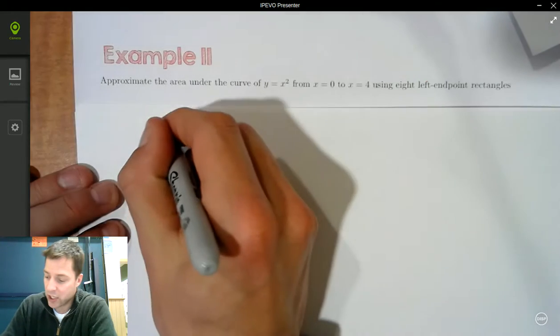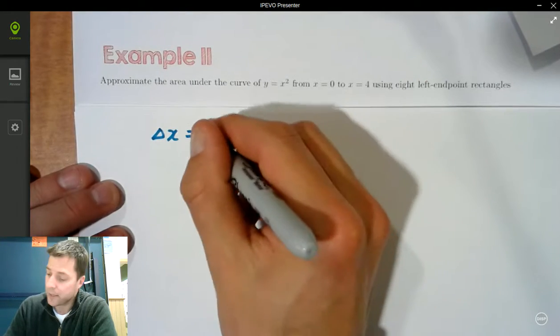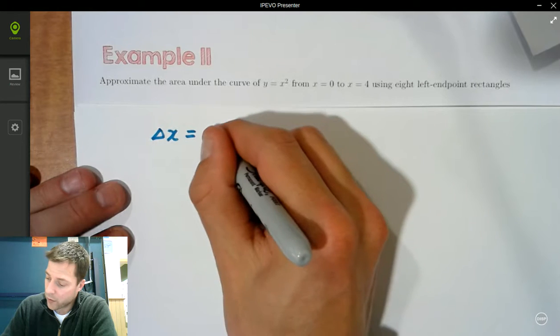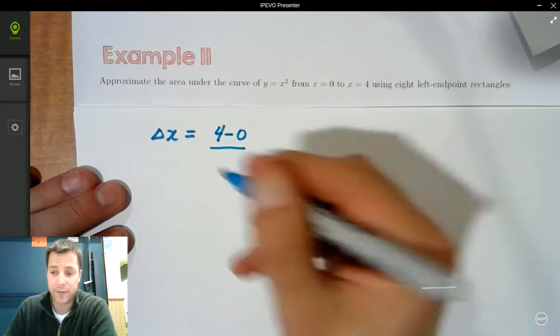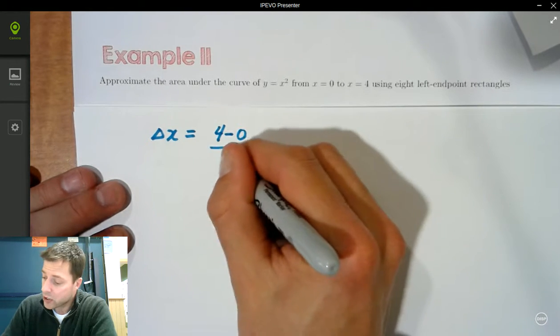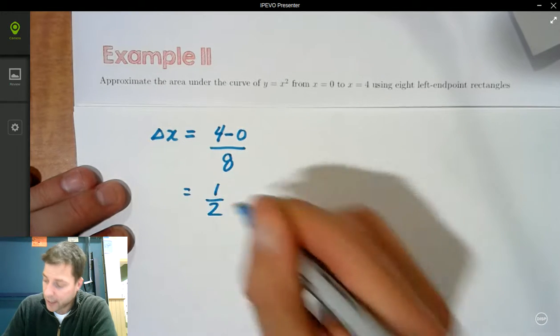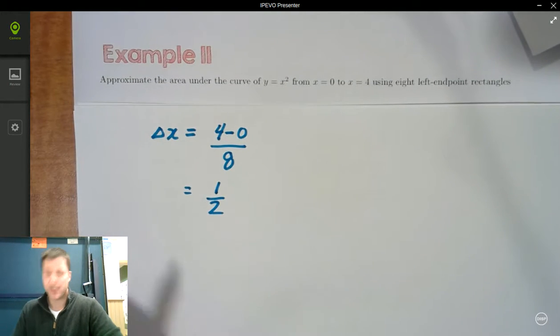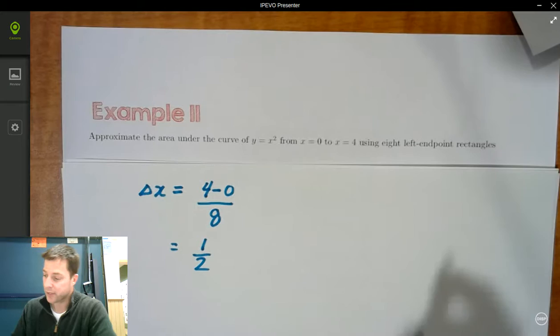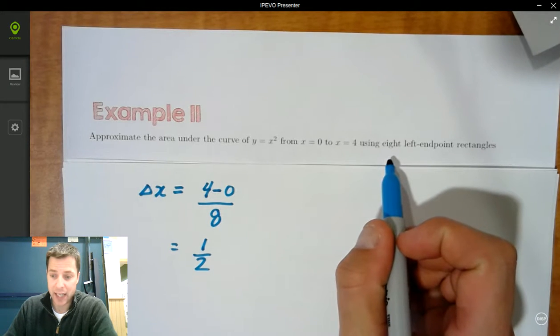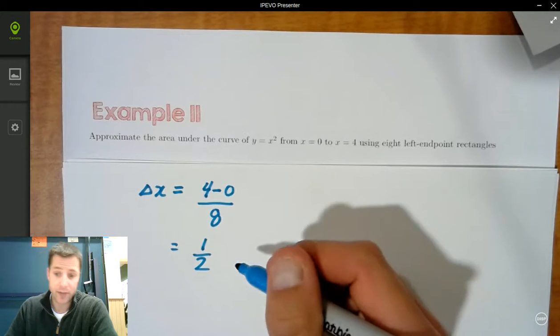So we've got to change delta x. Delta x is going to be b minus a, so 4 minus 0 over, not 4 this time, over 8. So our rectangles, instead of being a length of 1, are now a length of 1/2. So notice how there's 8 endpoints. Guess how many things I'm going to be plugging in.